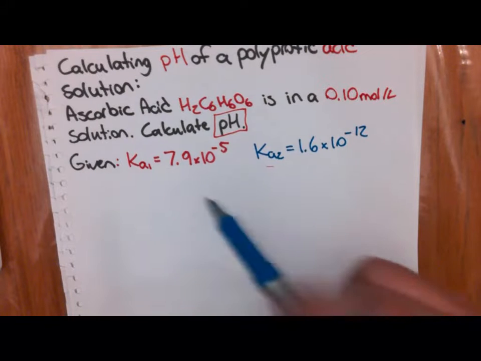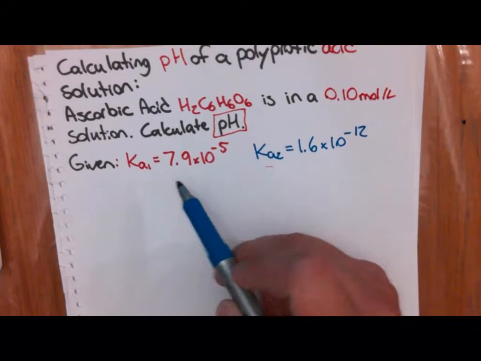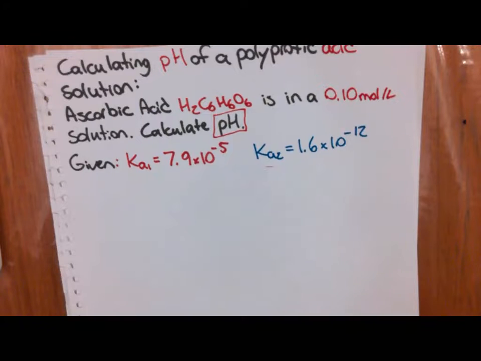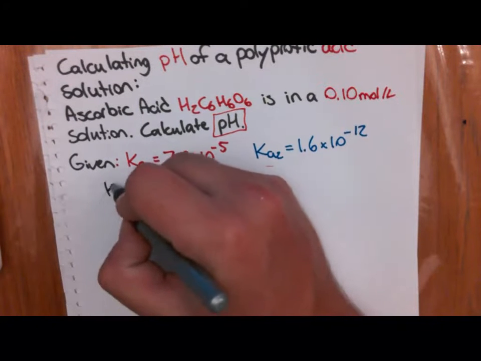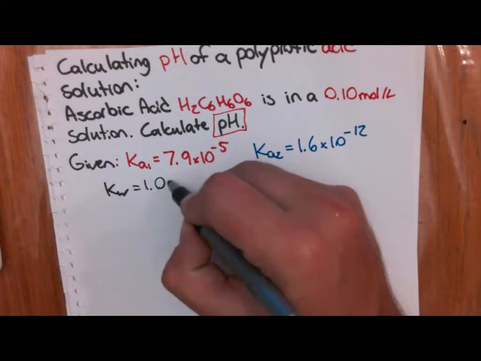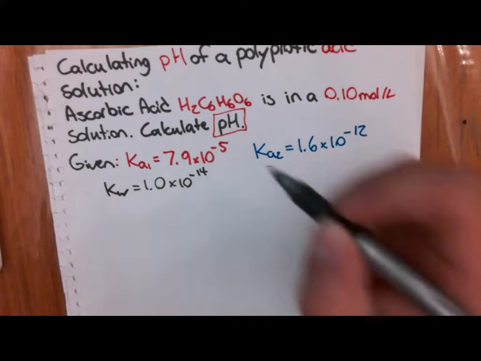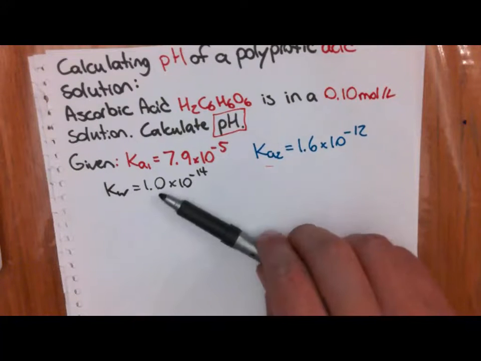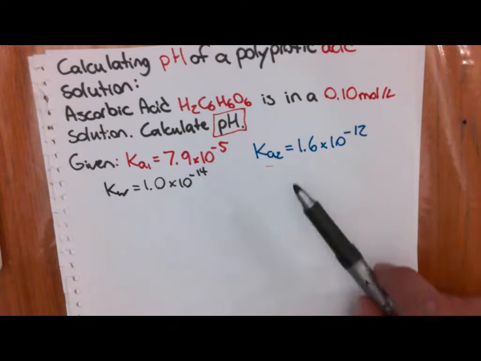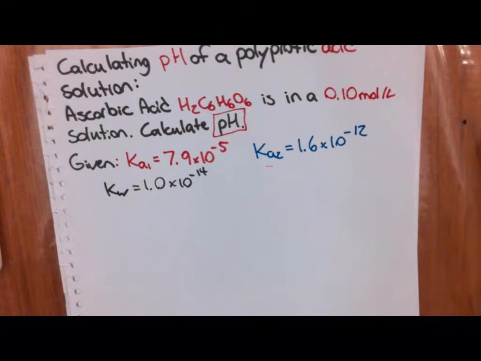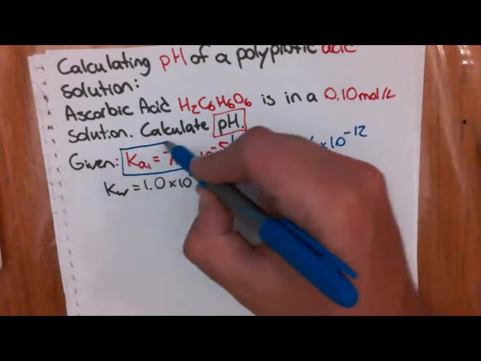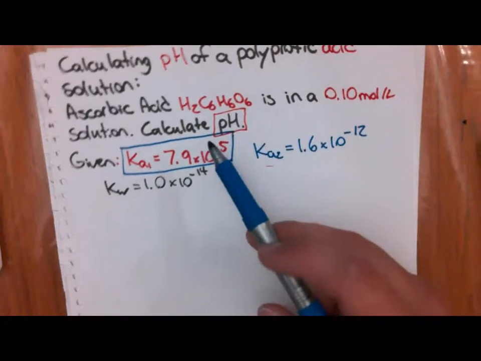So if I look here, my Ka1 is going to be 7.9 times 10 to the negative 5. My Ka2 is 1.6 times 10 to the negative 12. And finally, my Kw, as we know from before, is going to equal 1.0 times 10 to the negative 14. So as we can see here, these two K values are very small. So we can tell just by looking at these three values that the majority of our H plus ions are going to come from our Ka1 reaction. So this is what we're going to focus on first.